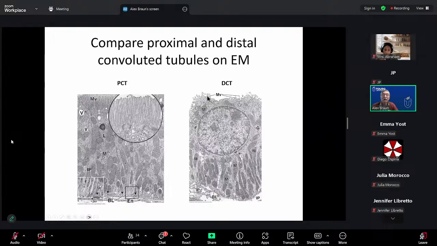This has some stubby microvilli or microprojections, but it is not a true brush border in the distal cell. The distal cell does have basolateral invaginations and does have mitochondria in large amounts, similar to what you see in the proximal cell, but it does not have a brush border. So the proximal cells are even more active than the distal in terms of reabsorbing stuff, in terms of metabolic activity.